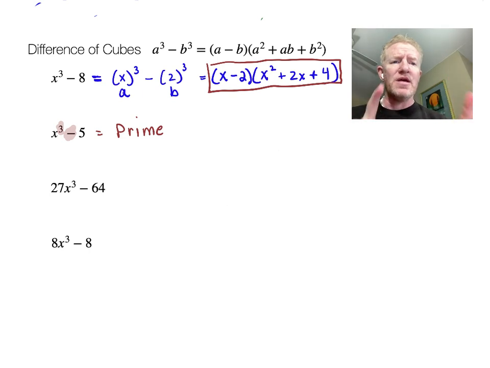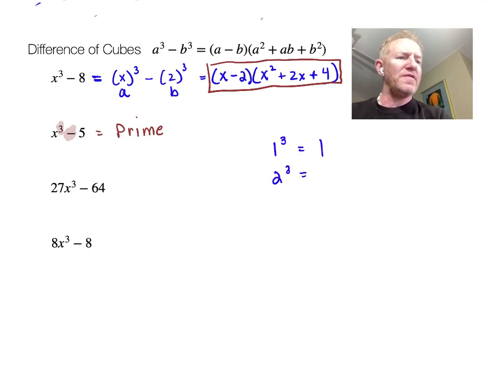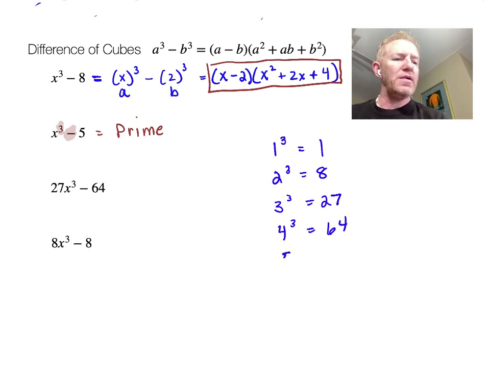And in fact, you guys, if you memorize some of your perfect cubes, you can tell pretty quickly if it's possible or not. So here's a list of perfect cubes. If it's a 1 and it's cubed, it'll still be 1. A 2 cubed is 8. So if you see an 8, that's a 2 cubed. 3 cubed is 27, so that's a perfect cube. 4 cubed is 64, that's a perfect cube. 5 cubed is 125, and that's about as high as we go. We could go up to 6 cubed, which I think is like 216.